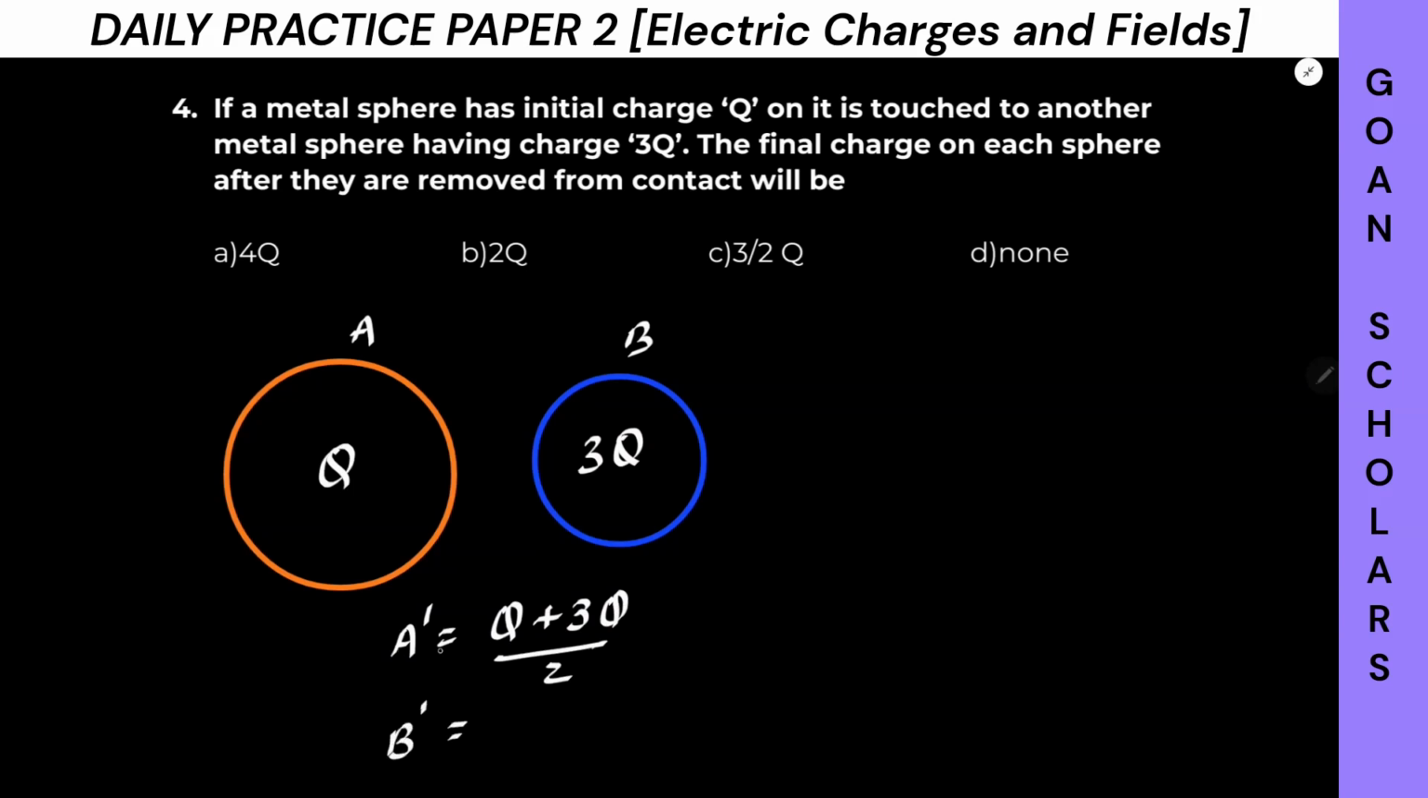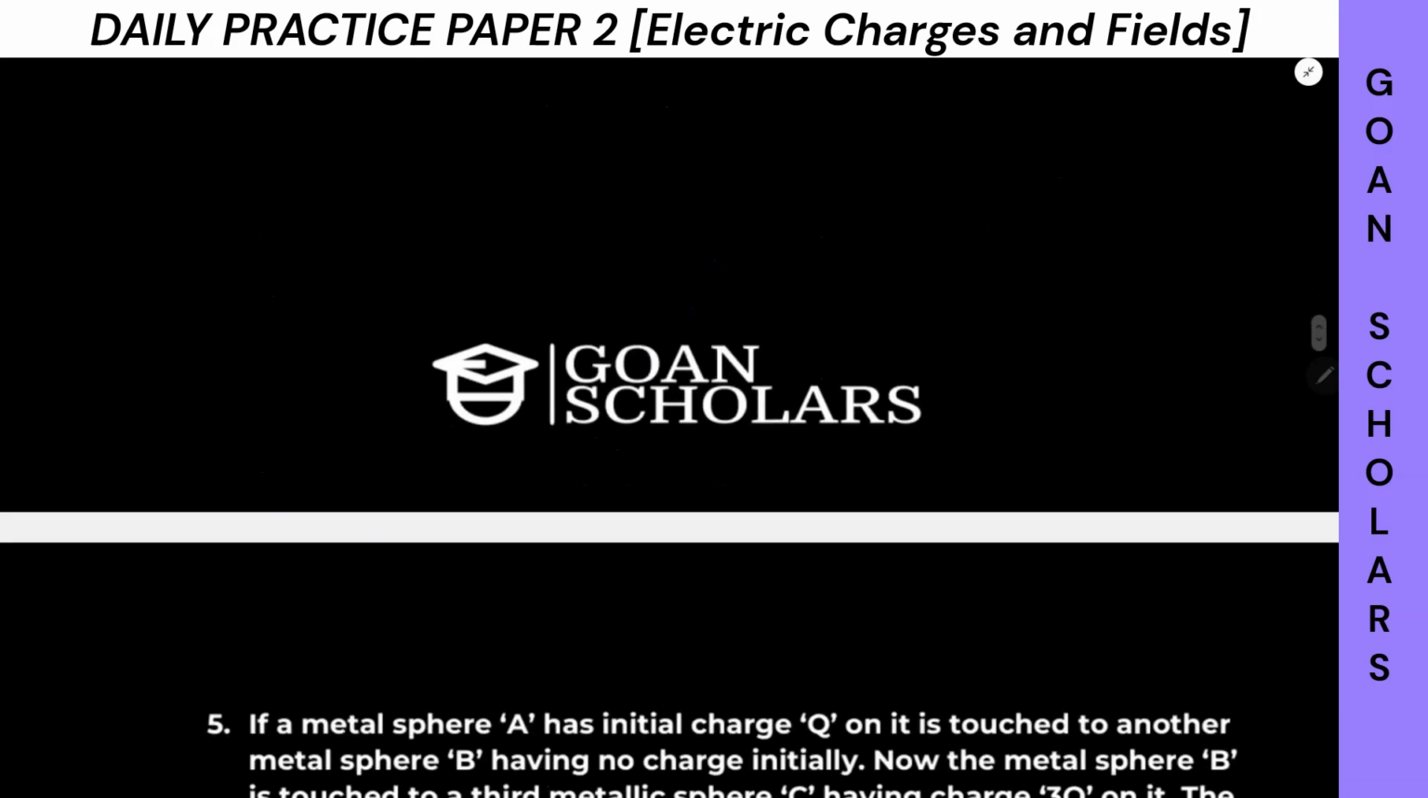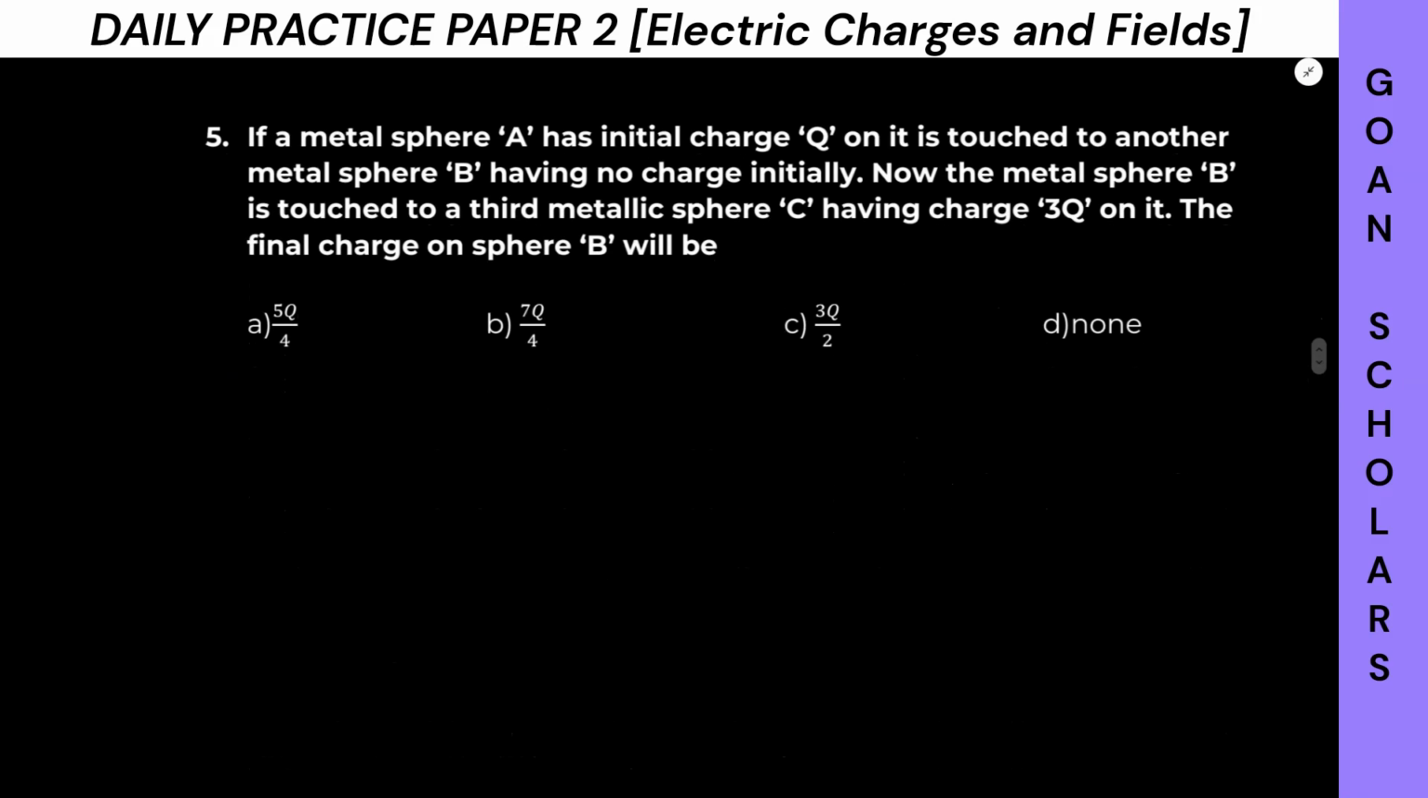And what will be the final charge on B? B dash will also be (Q plus 3Q) whole divided by 2. 4Q by 2 is 2Q, and 4Q by 2 is 2Q. So both will have final charges 2Q. Option B is correct for question number 4. Let's move to question number 5.